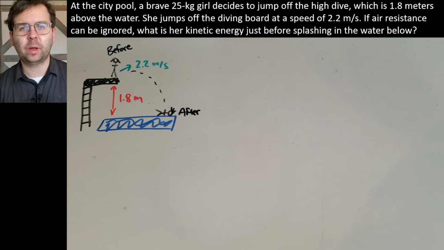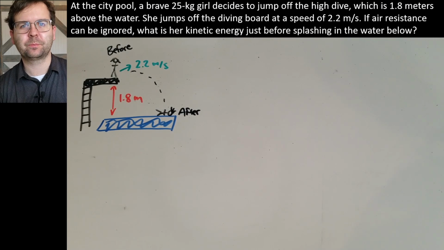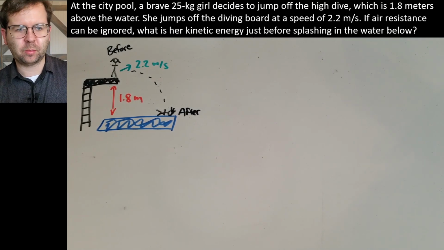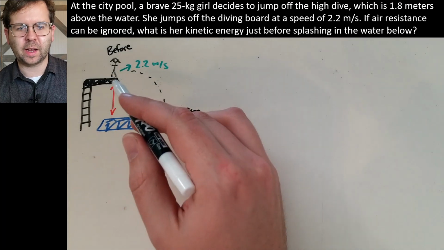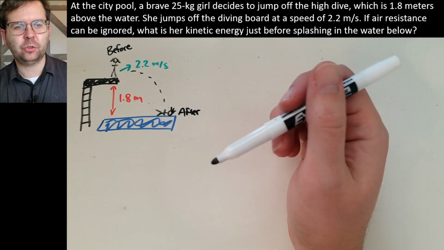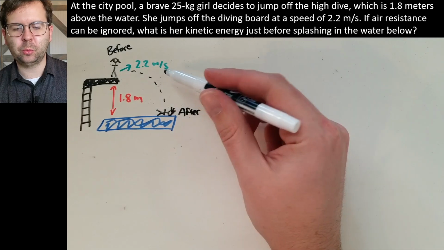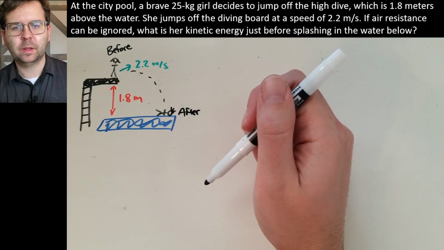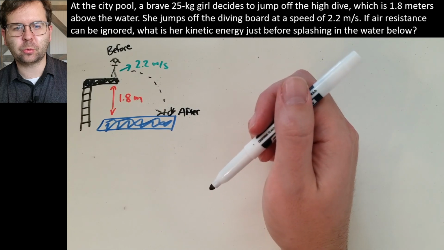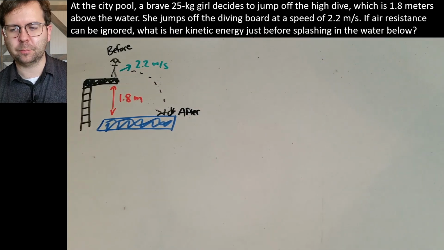Hi, in this video we're going to look at how to solve some more problems involving the conservation of mechanical energy in physics. So, at the city pool, a brave 25-kilogram girl decides to jump off the high dive, which is 1.8 meters above the water. She jumps off the diving board at a speed of 2.2 meters per second. If air resistance can be ignored, what is her kinetic energy just before splashing in the water below?